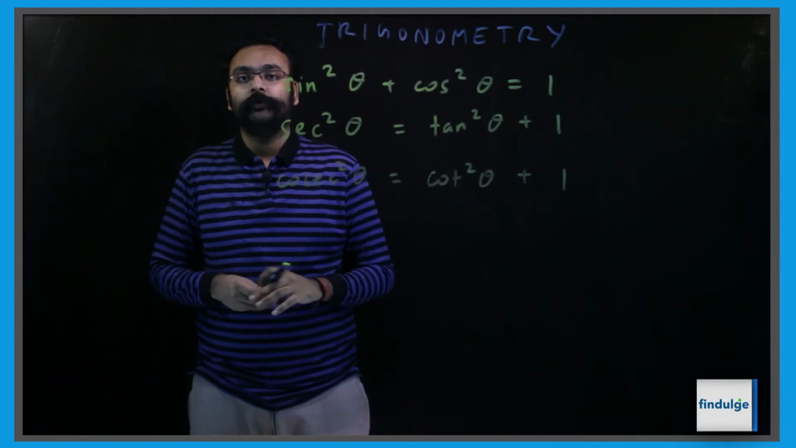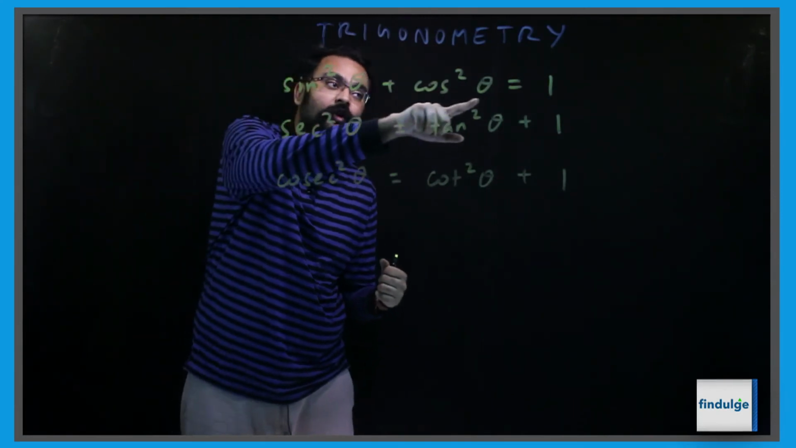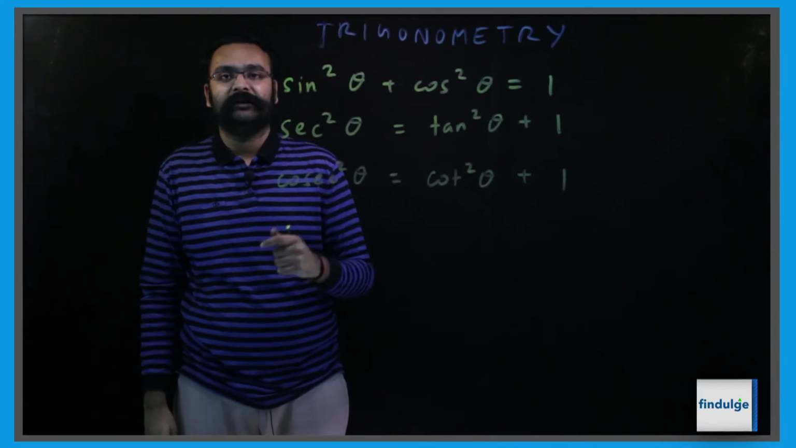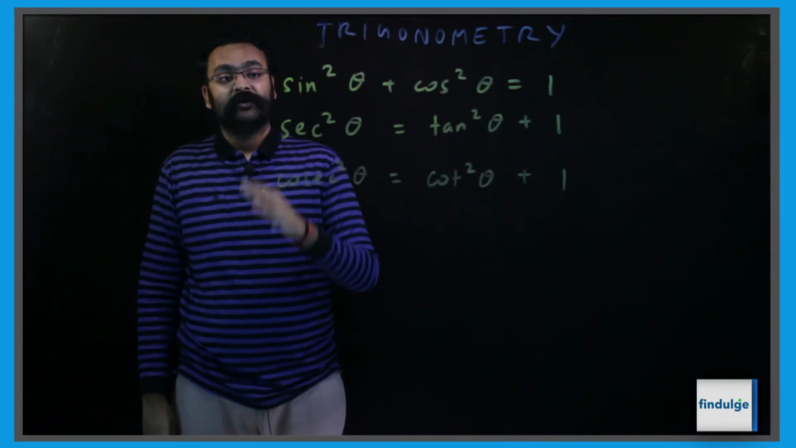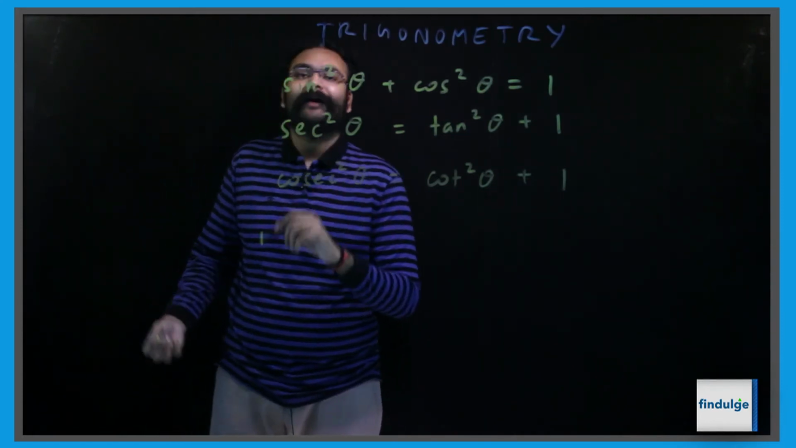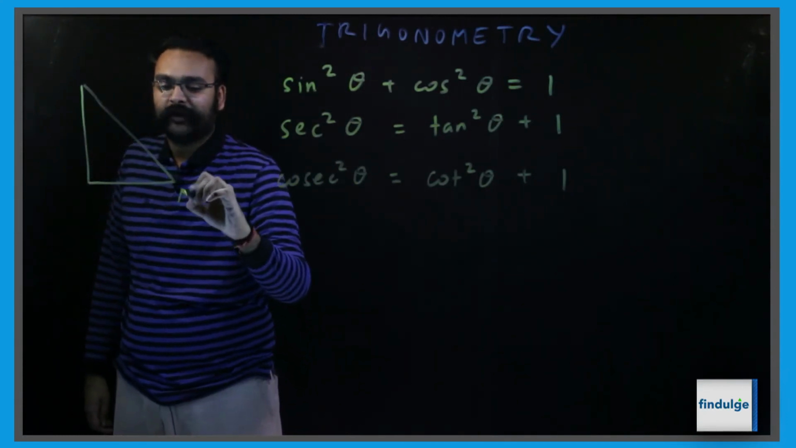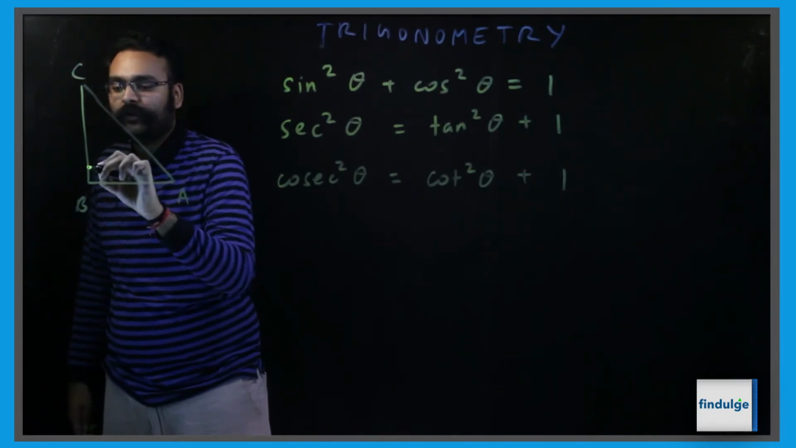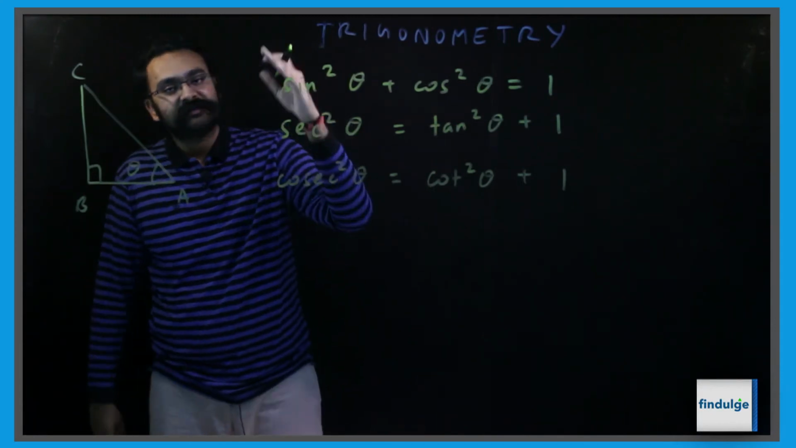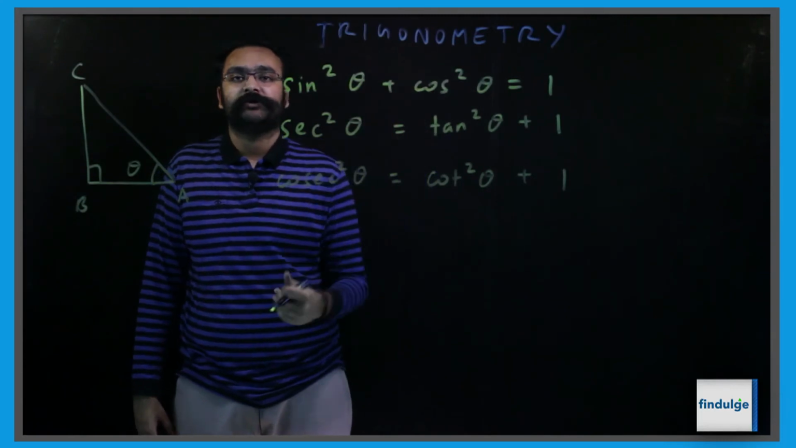Now I am going to show you, for easing your understanding of this, the derivation of the first identity. It's actually very straightforward and it's quite interesting as well. After that, you can try for yourself deriving these two. Let's go back to our triangle. Once again, I've drawn my triangle, named it ABC, and I've taken angle A to be theta. So let's actually find the value of sin square theta plus cos square theta.